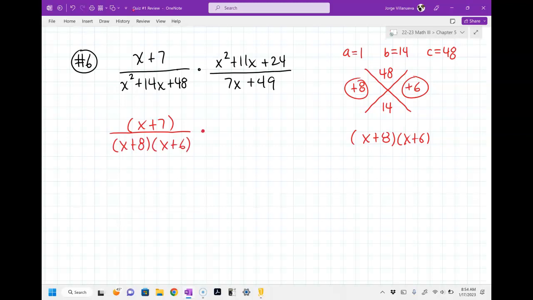Okay, times. All right, here's my next trinomial, right? Do they have anything in common on the top right? No. 4 terms? No. 3 terms? Yes. Factor, right? Let's factor using the X method. So let me do another one of these things down here. My ABCs are: A is 1, B is 11, C is 24.